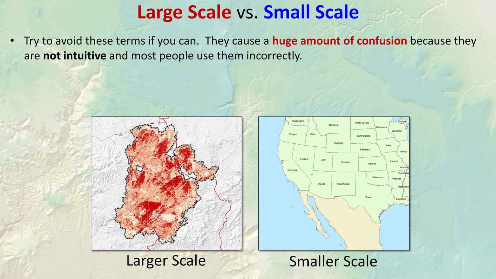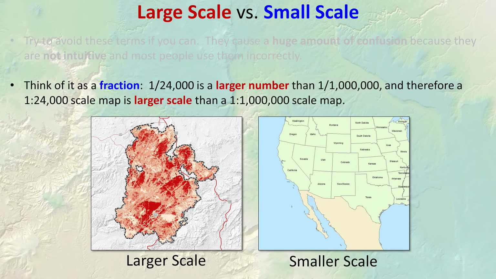Large scale maps mean a small area. Now, why is it called large scale? Well, maybe because people treat it like a fraction. A 1 to 24,000 map is a larger number than 1 to 1 million. And so a 1 to 24,000 is a larger scale than 1 to 1 million.